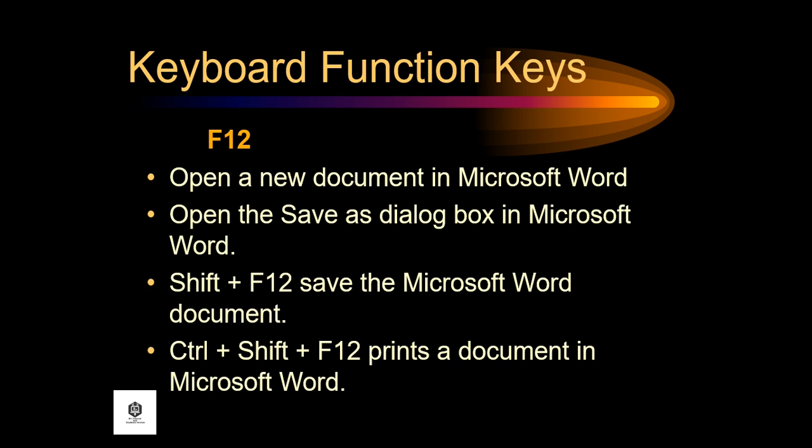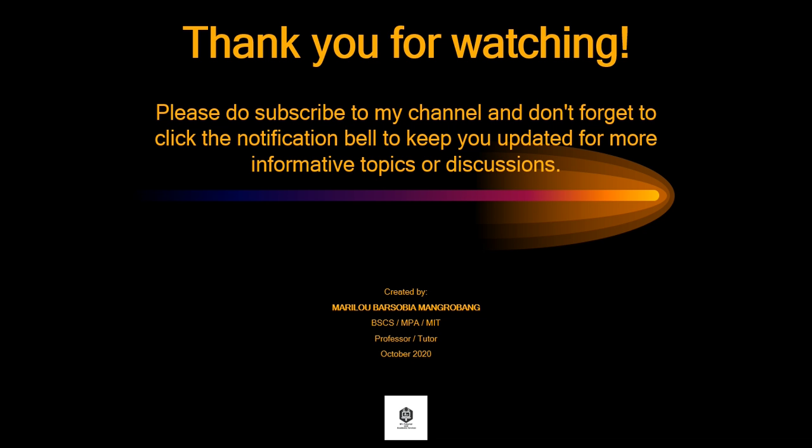And the last keyboard function key is F12. Open a new document in Microsoft Word. Open the Save As dialog box in Microsoft Word. Shift F12 saves the Microsoft Word document. Ctrl Shift F12 prints a document in Microsoft Word.